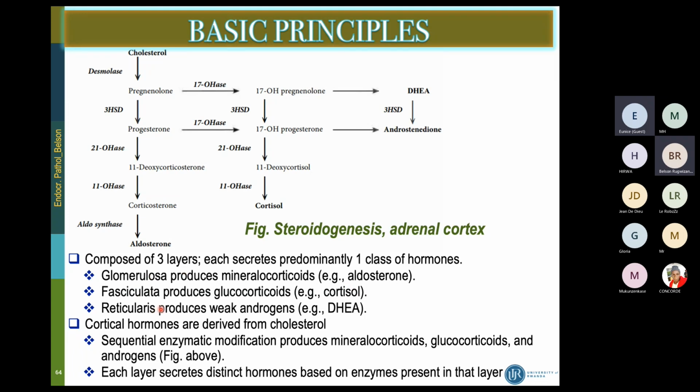Niko zikurikirana, ibanza on peripheries glomerulosa. It produces mineralocorticoids, especially aldosterone. The fasciculata produces glucocorticoids, such as cortisol, while the reticularis will produce androgens, such as dihydroandrogen and so on. So harimo na za testosterone. Of course, na za progesterone and so on. So cortical hormones are derived from cholesterol.